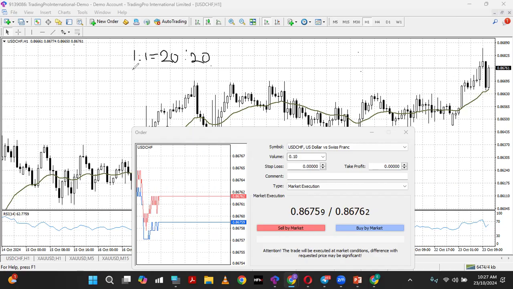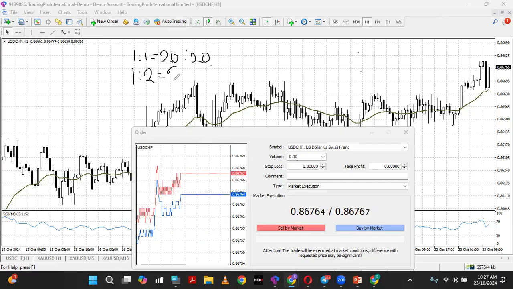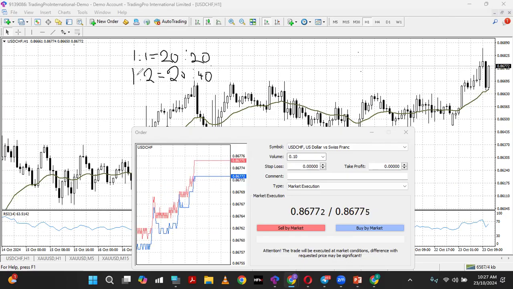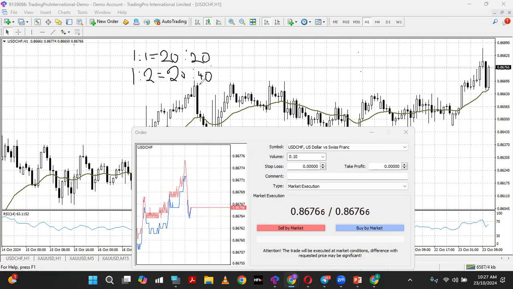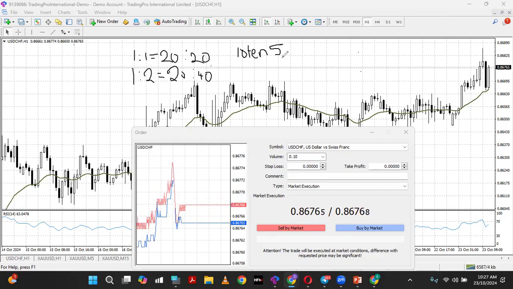Now, when you're doing 1:2, it means you're risking 20 to gain 40. And why is it important that when you're taking these trades, you've gone for at least 1:2? Now, if you take 10 trades using 1:1, and you win 4 and you lose 6, did you make money on these trades?